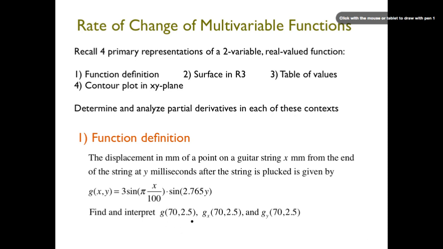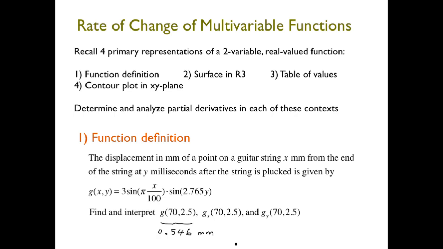Does anyone have the function value yet? Just g of 72.5. 0.546. I rounded. So that would be millimeters. Does it make sense? That seems reasonable, right? That would be half a millimeter at some certain point because it's going to vibrate from the main line. So half a millimeter sounds good.